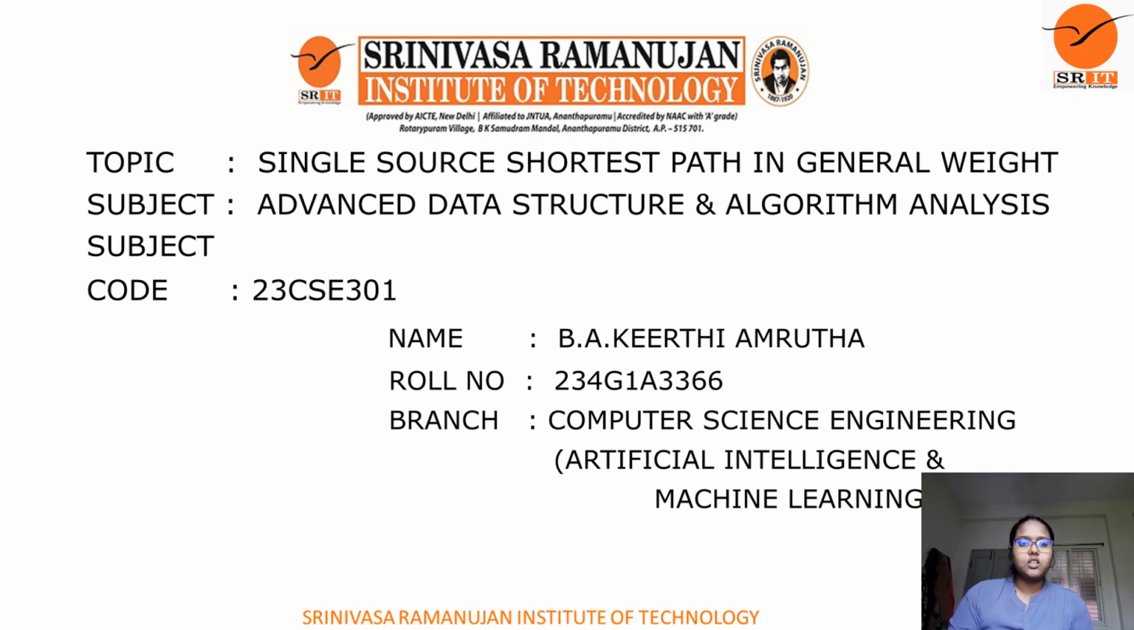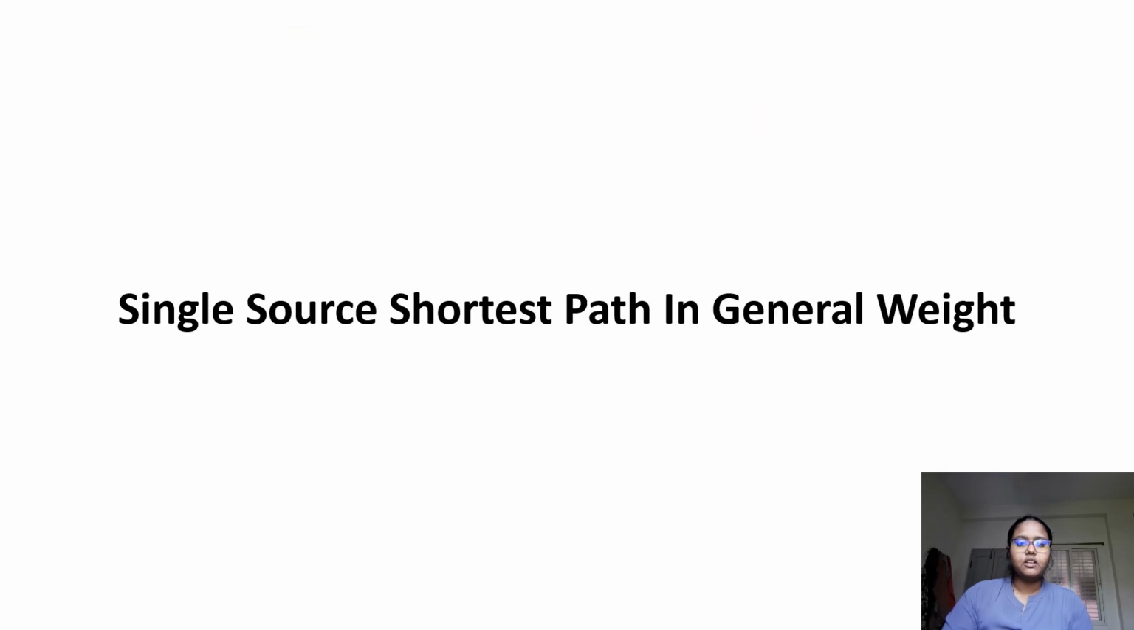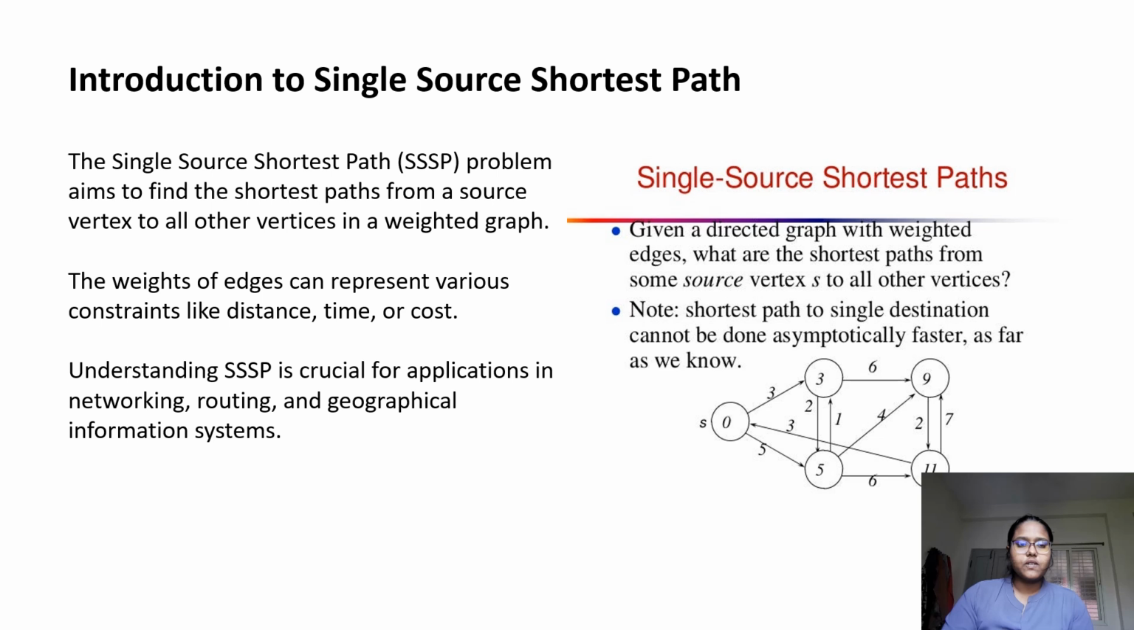Today, my topic is single source shortest path in general weight. Let's go on. First, introduction to single source shortest path. The single source shortest path problem aims to find the shortest path from the source vertex to all other vertices in the weighted graph. The weight of the edges can represent various constraints like distance, time or cost. Understanding SSSP is crucial for applications in networking, routing and geographical information systems.